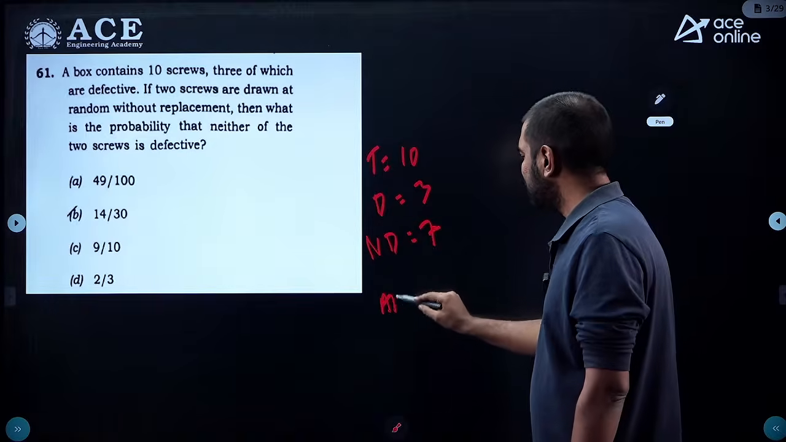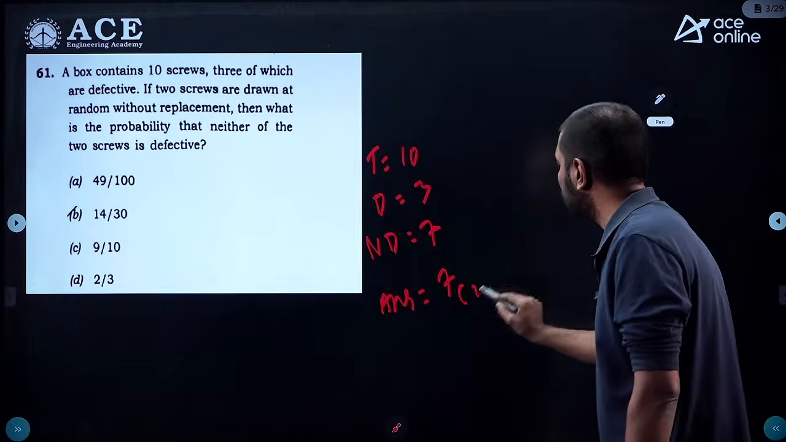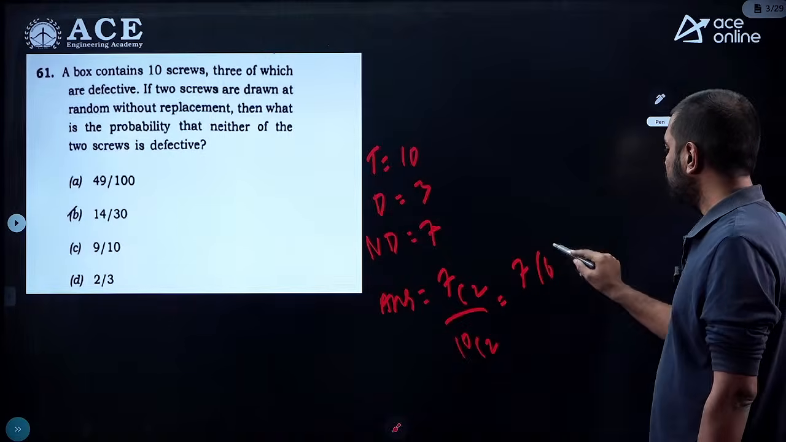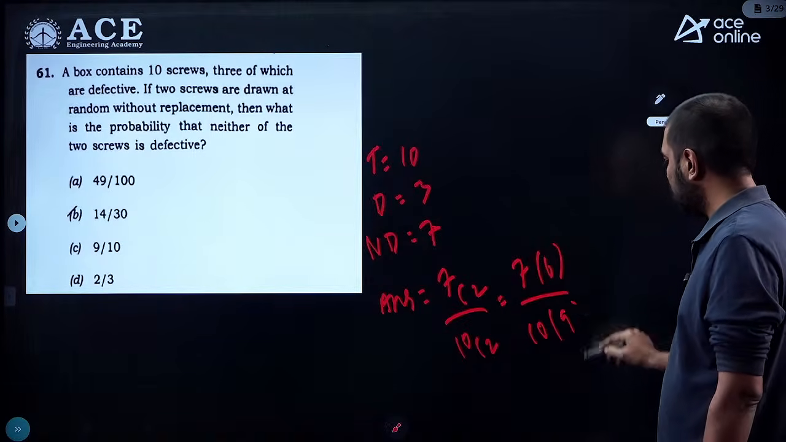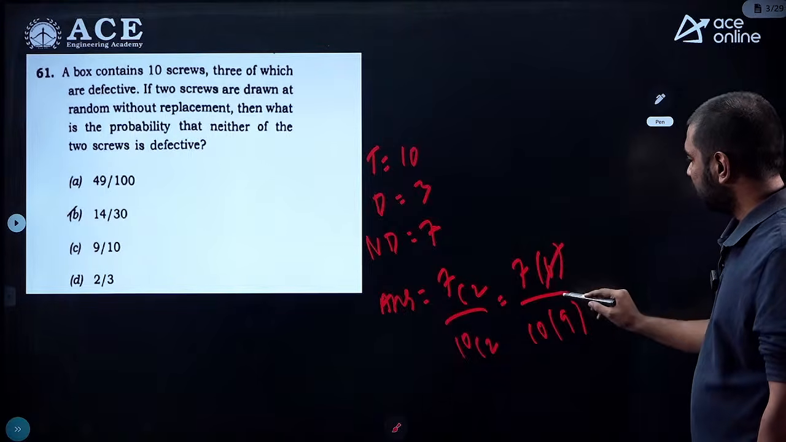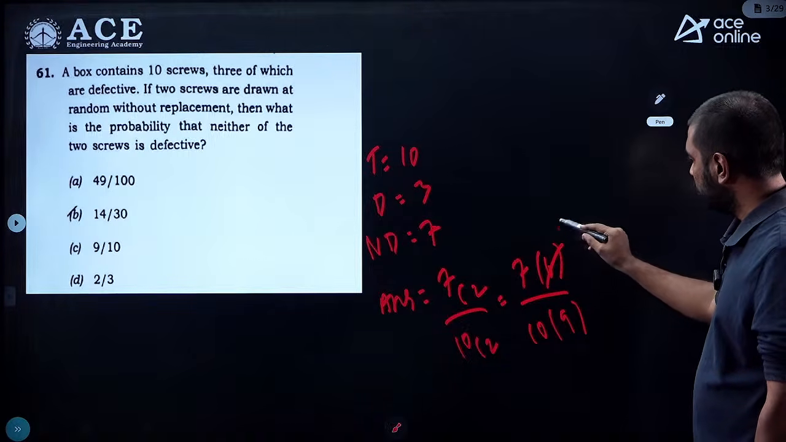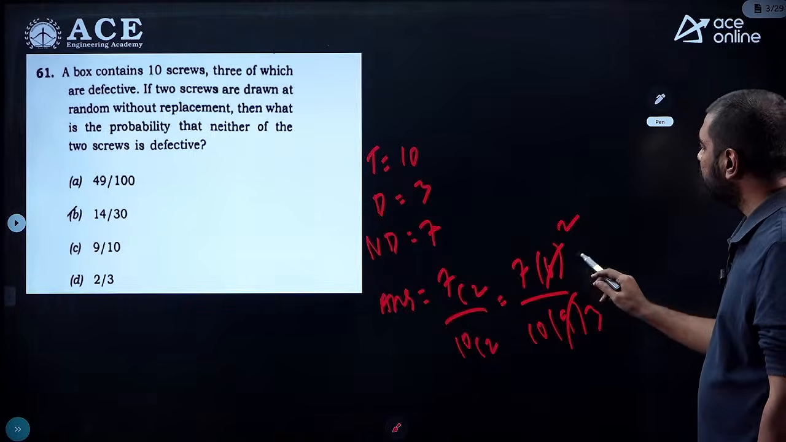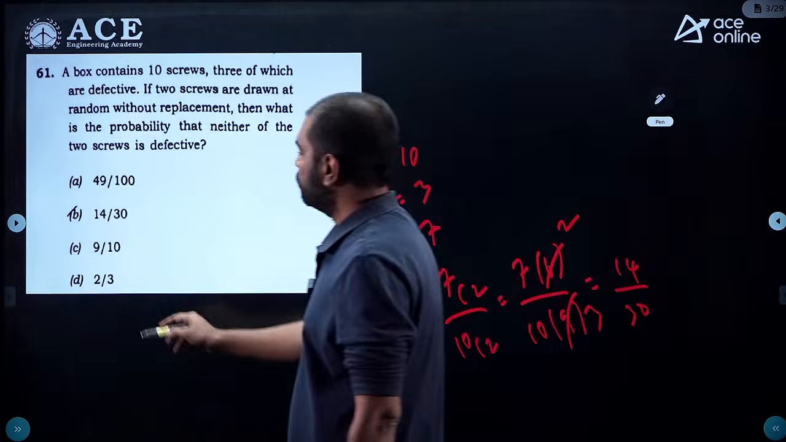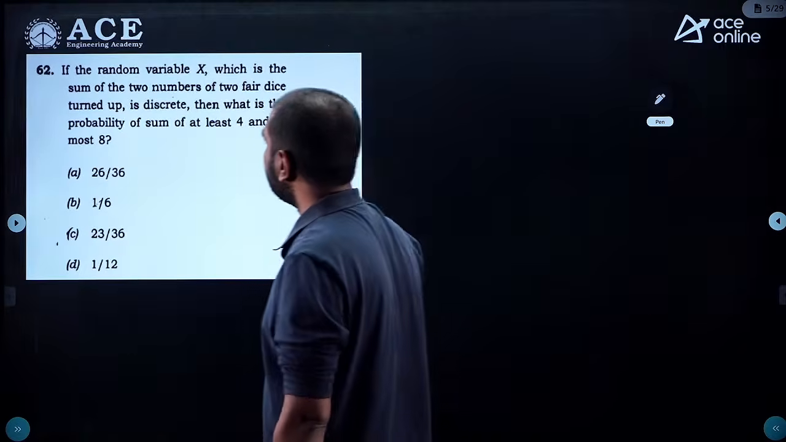So what's the answer? It is simple, 7C2 by 10C2, which is 7 into 6 by 10 into 9. Let's cancel this by 3. So 3 2s are 6, 3 3s are 9, and then 14 by 30. Yes, we have that option, which is option B.